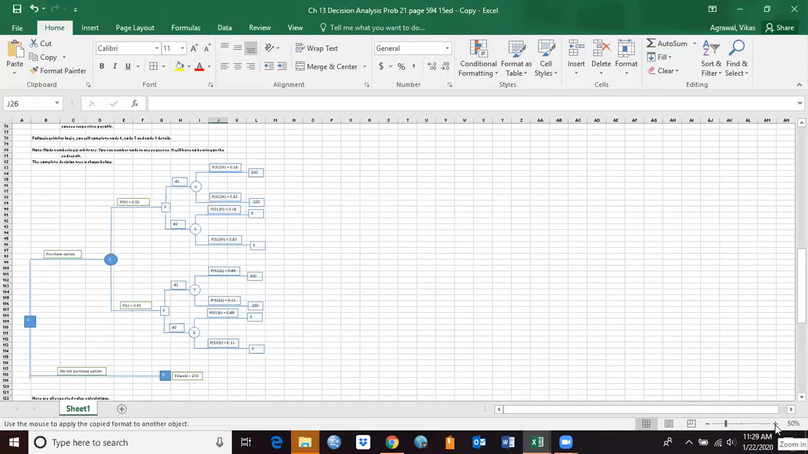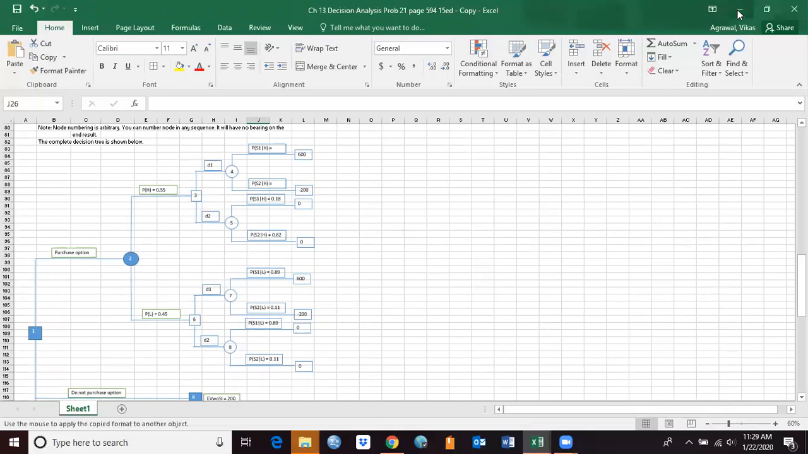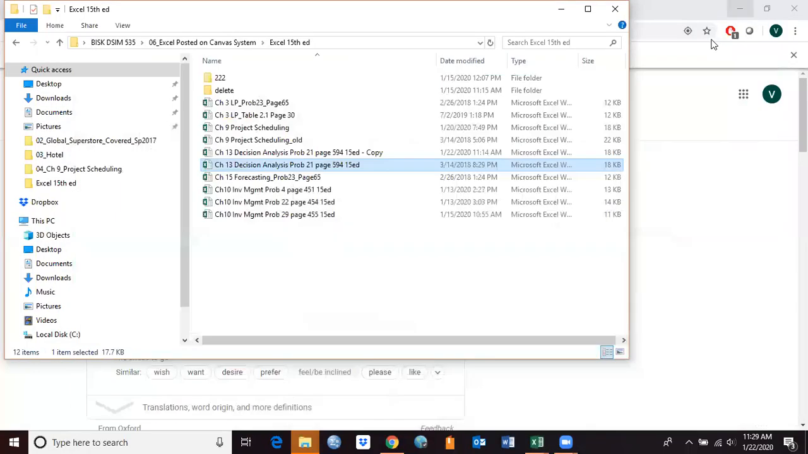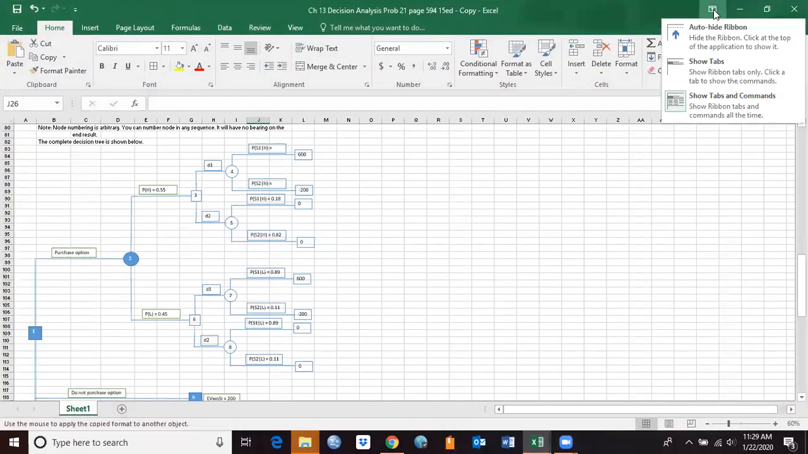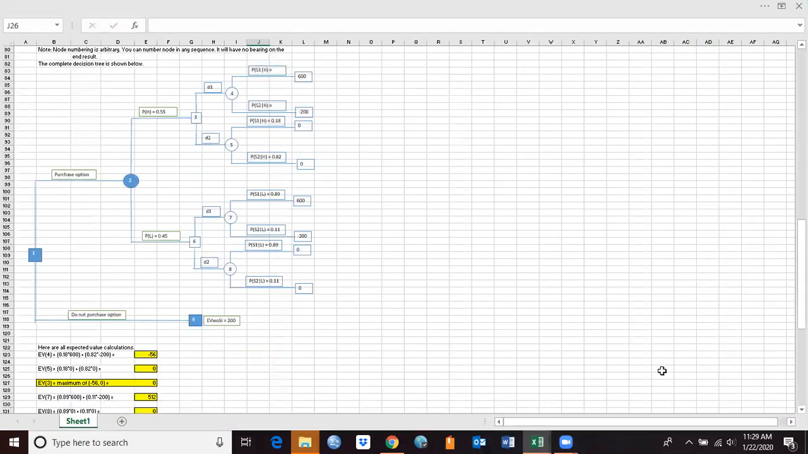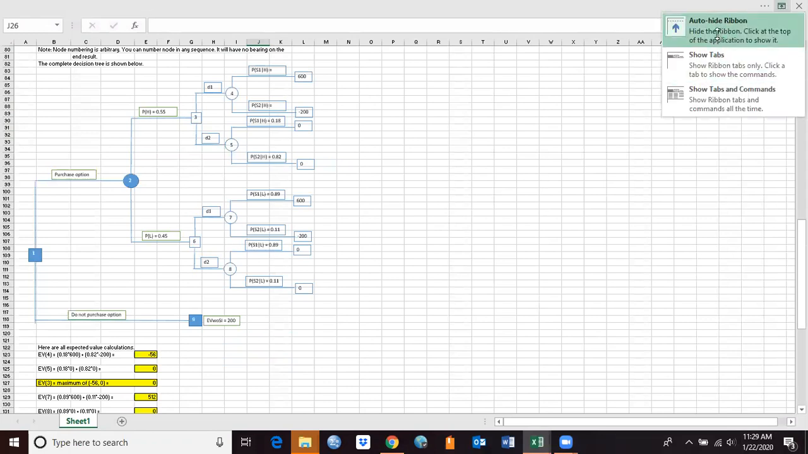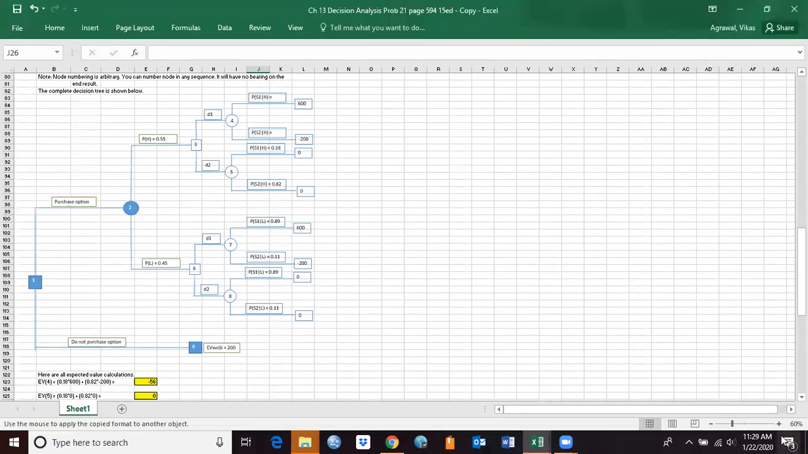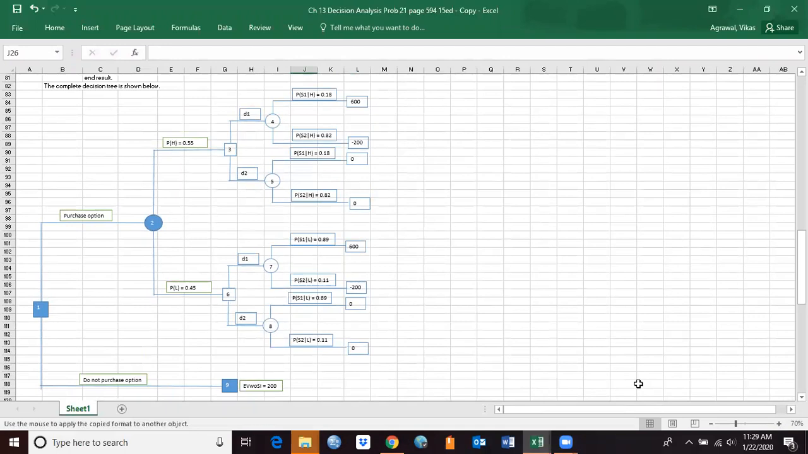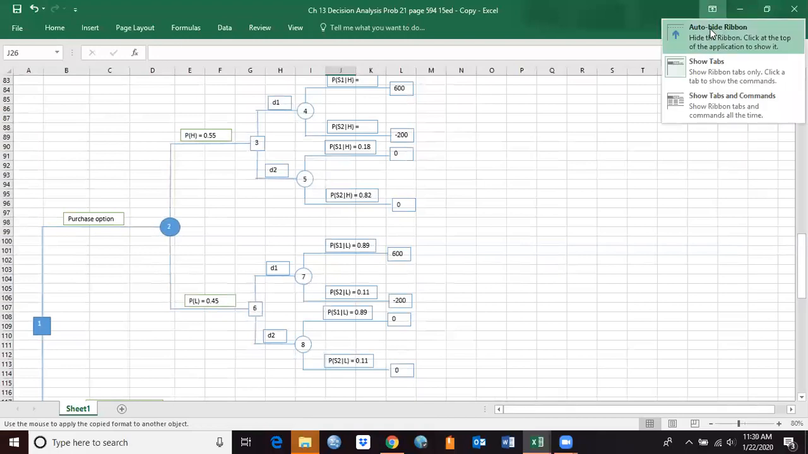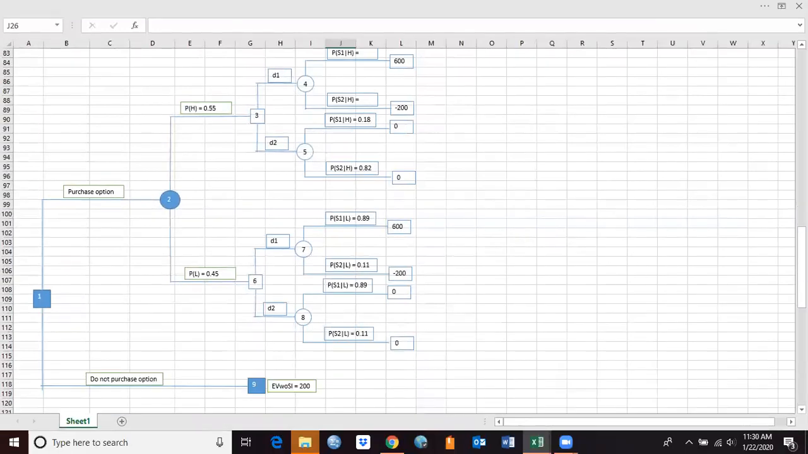Okay, hold on a minute. Let me hide the ribbon. I'm just going to show the tabs here, so that's going to give me more room. Yeah, this is better. Probably I can make it a little bigger here and hide the rest. Okay, now this is much better, right?